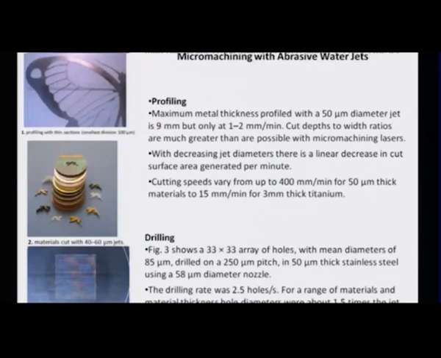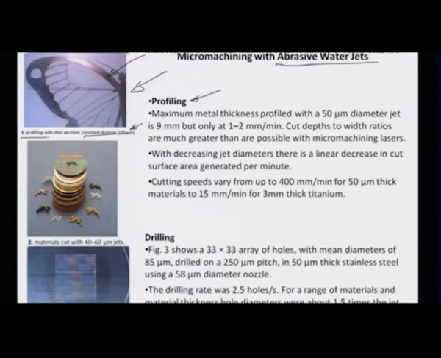So let's look at some examples, and there are very nice images reported by Miller et al. in 2004 about what are the capabilities of an AJM and how small can really the machining go, particularly by using abrasive water jets. Okay. So there are several aspects here. For example, you have profiling. You can see this is a section of sort of a butterfly wing, very nicely carved out of abrasive water jet machining, and you can see the sections where the smallest division of such a section is about 100 microns.